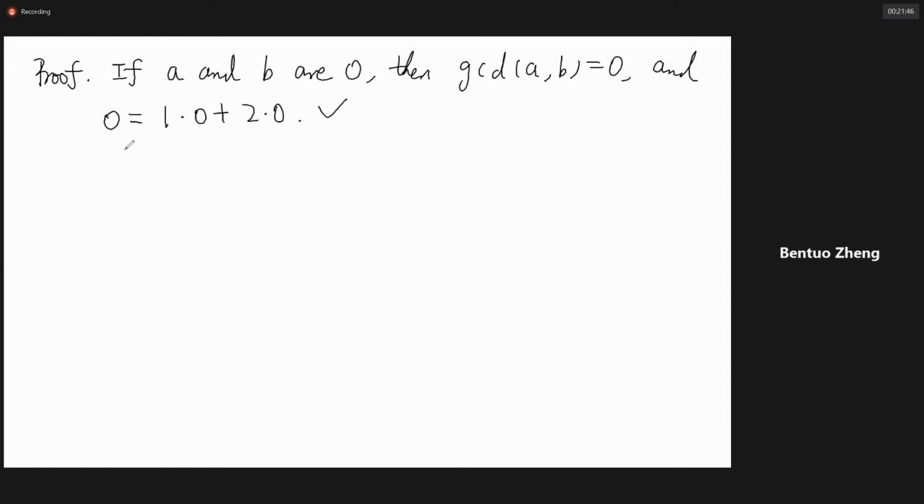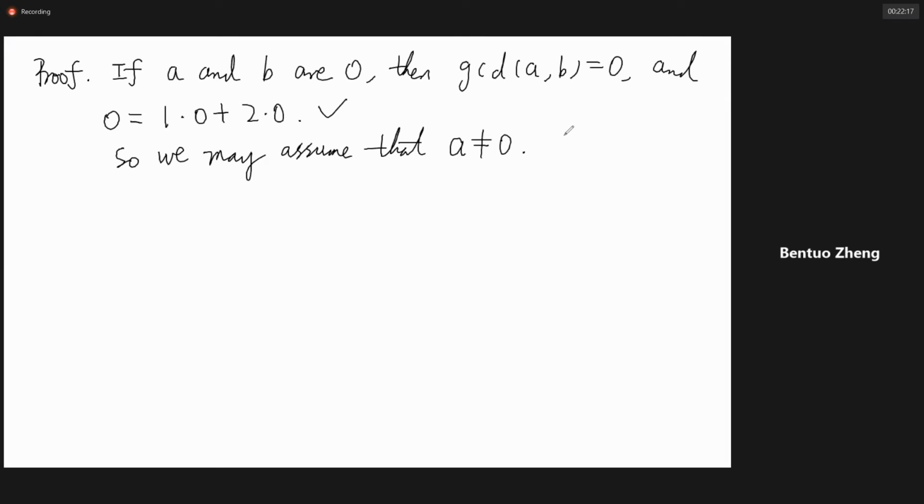So we may assume that at least one of A and B is not equal to 0. For example, A is not equal to 0. The case for B equal to 0 is the same. We just assume one of them.